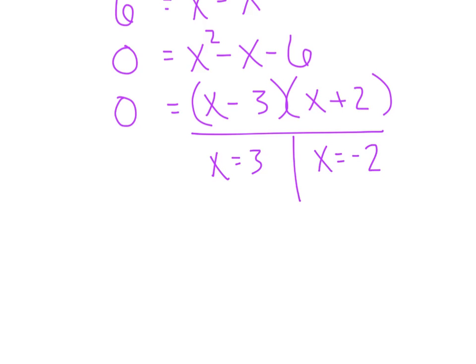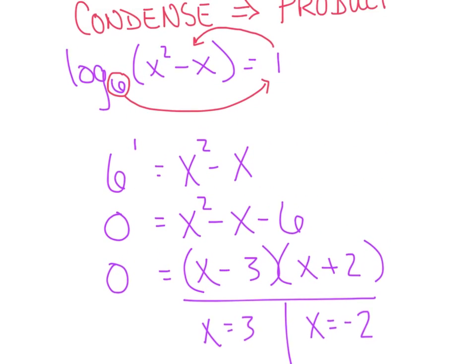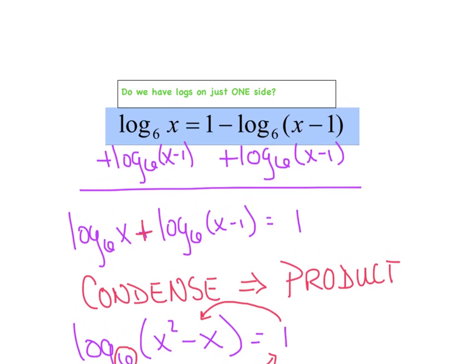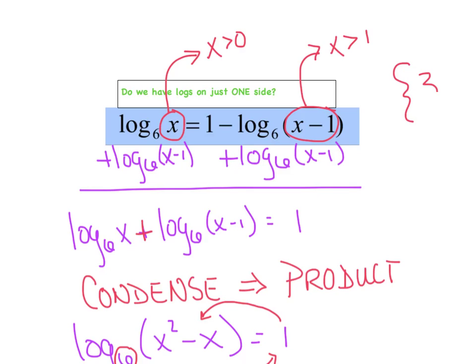We're going to check for what? We're going to check for extraneous solutions, solutions that violate the domain. Does 3 violate it or does negative 2 violate it? Let's go check. This first domain right here says x has got to be greater than 0. And this domain here says x has got to be greater than 1. So I'm thinking we're going to reject the negative 2. We are going to accept the positive 3 as our one and only solution.